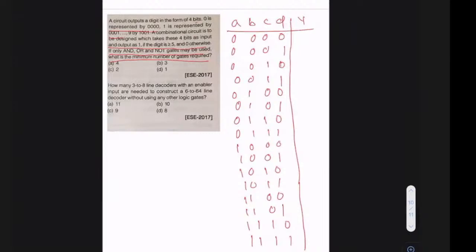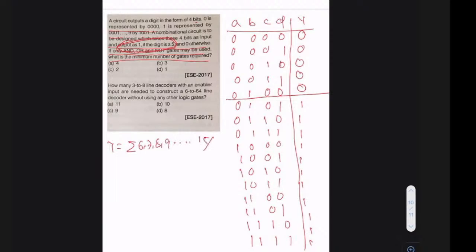So here it is saying a combinatorial circuit is designed which takes the 4-bit input. Output is 1 if the digit is greater than or equal to 5 and 0 otherwise. That means if the number is more than or equal to 5, then the output is 1. So there are 16 combinations. If I put a line here, above this line the outputs will be zeros, because only if the digit is greater than or equal to 5 is the corresponding output 1. So for the bottom rows, all outputs are 1. If I ask you the mean terms of Y, you can say it is 5, 6, 7, 8, 9, like this, up to 15.